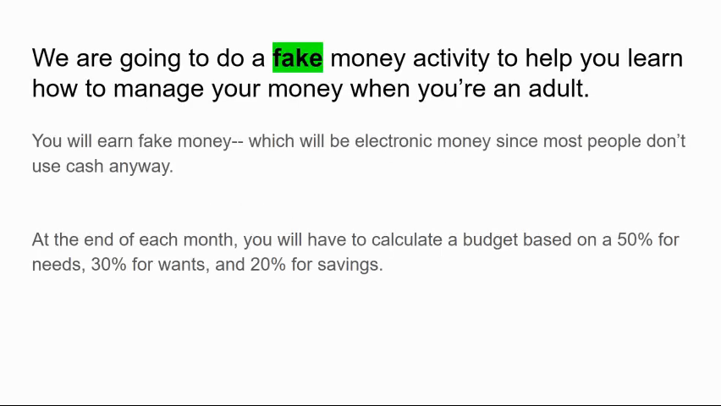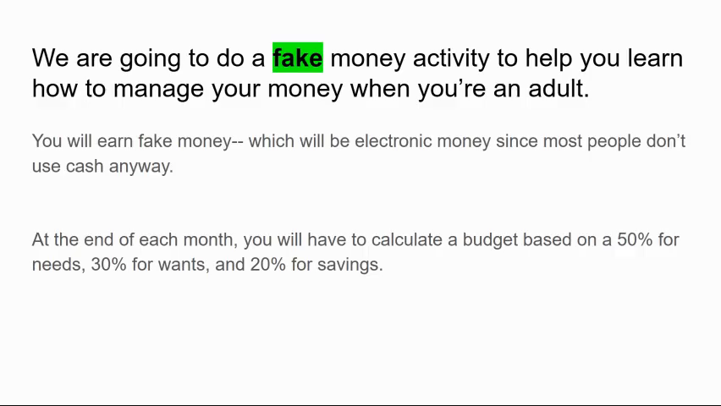Okay. So we're going to do a fake money activity to help students learn how to manage money as adults. They will earn fake money and it will be electronic, meaning it's a digital form of money. I'm just tracking numbers basically. I didn't think it was worth my time or the kids' for me to print fake money that they had to hold on to. I was worried kids would be losing it everywhere. And a lot of people do not use cash anyway. So, I just want to do this digitally to help everybody out.